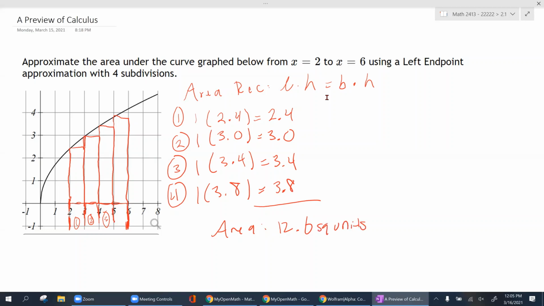In this class, you are going to have to write your units out. You have to be precise. So this is approximately 12.6 squared units, or units squared. Let's go ahead and move on to the next example.